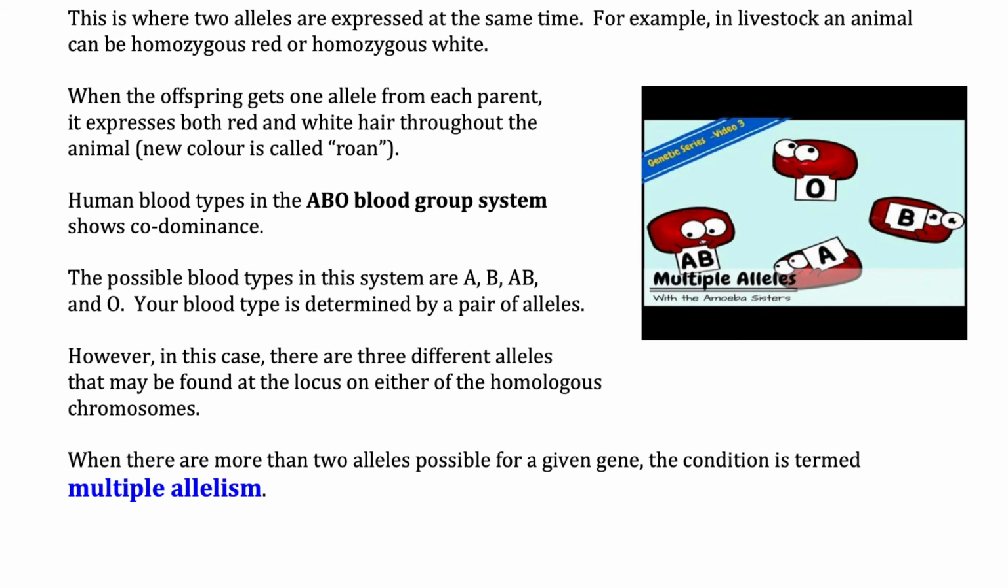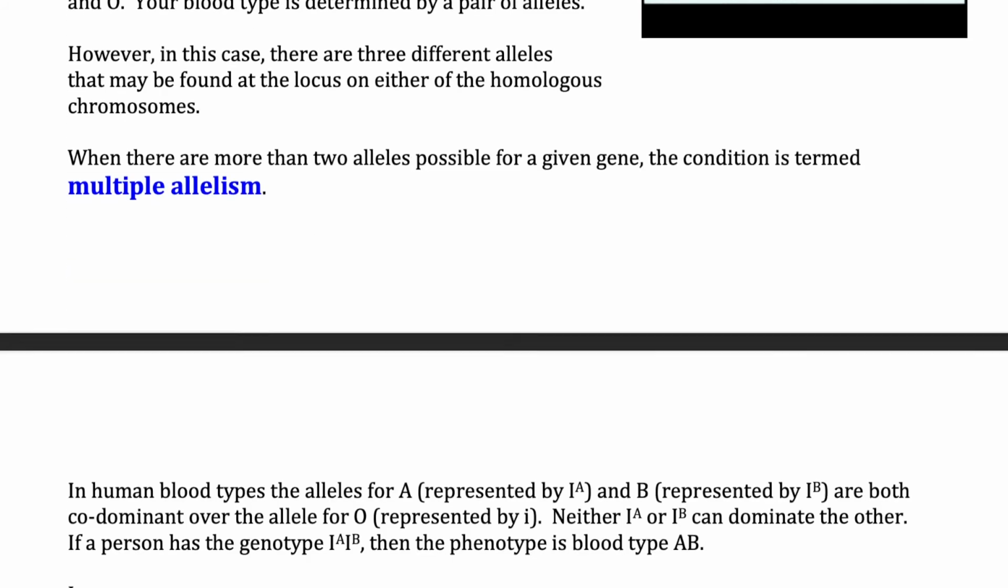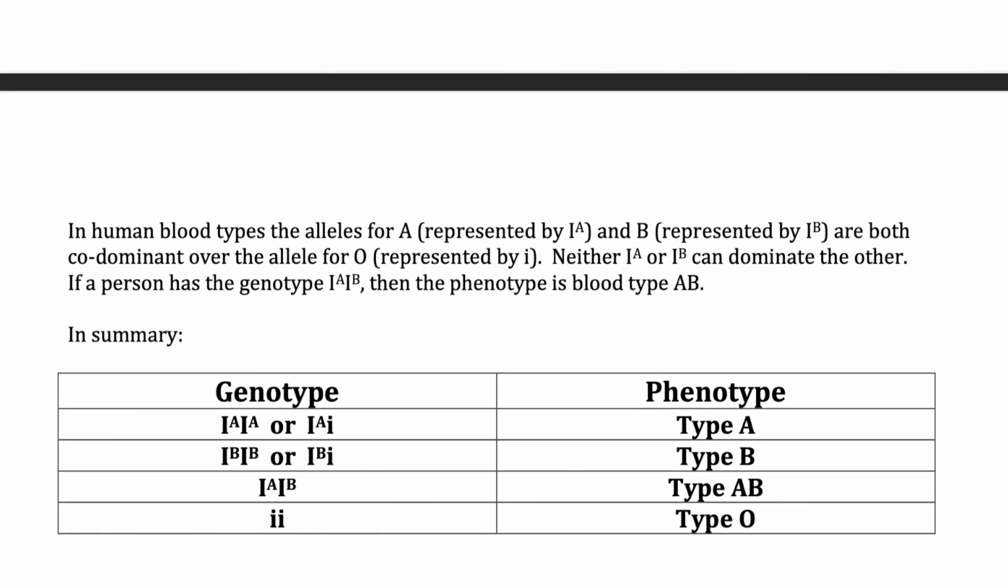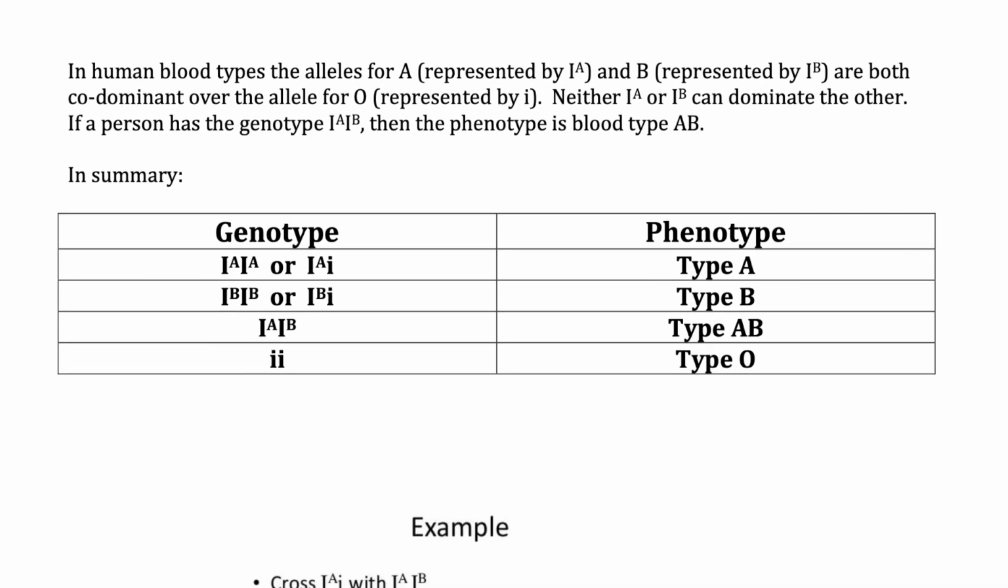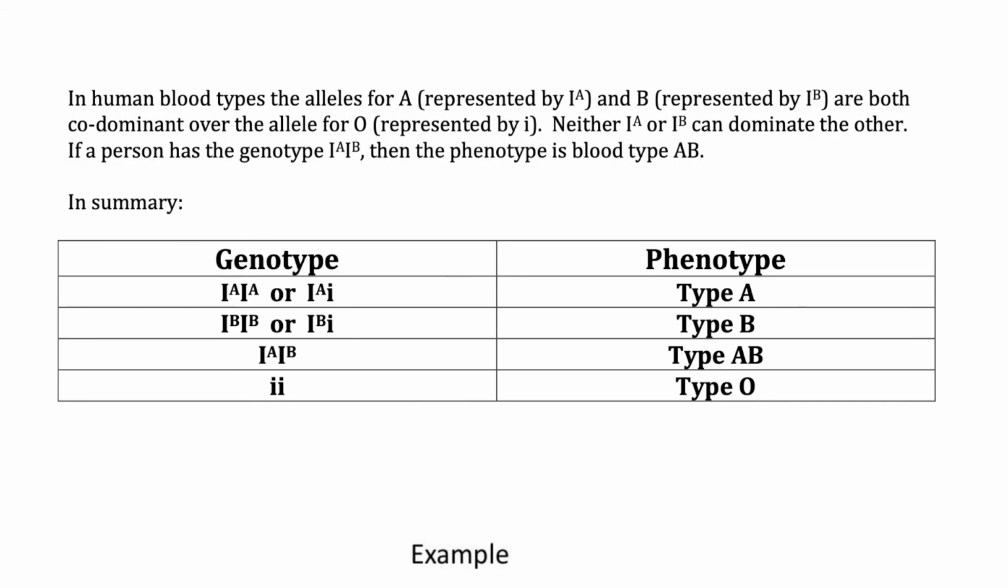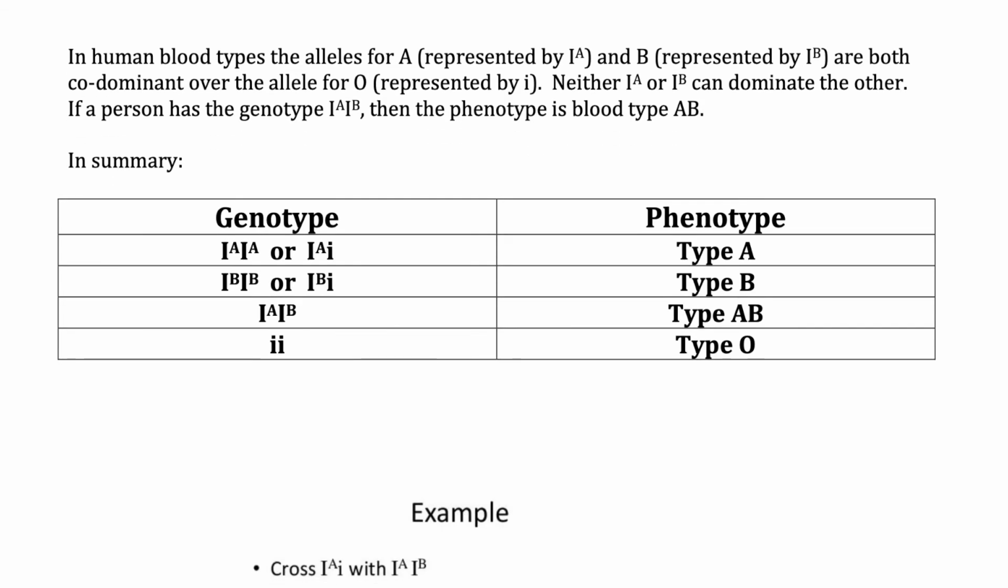In human blood types, the alleles for A, represented by a capital I with a little a up in the top, and B, represented by a capital I and a lowercase b, are both codominant over the allele for O, represented by a lowercase i. Neither blood type A or blood type B can dominate the other. If a person has the genotype AB, then the phenotype is blood type AB.